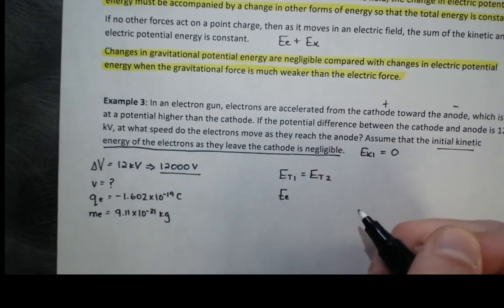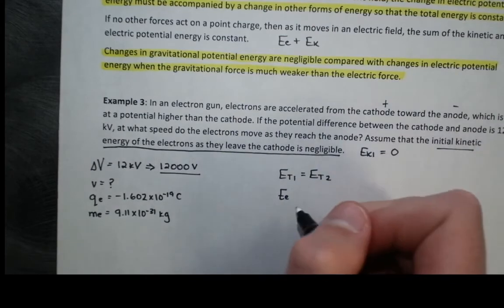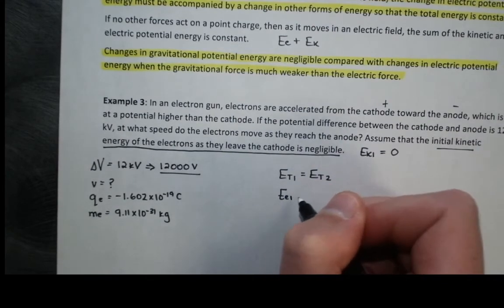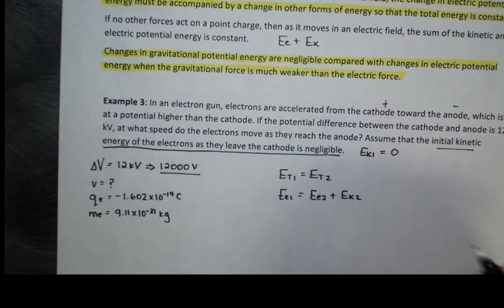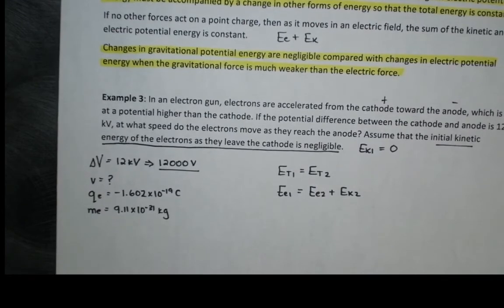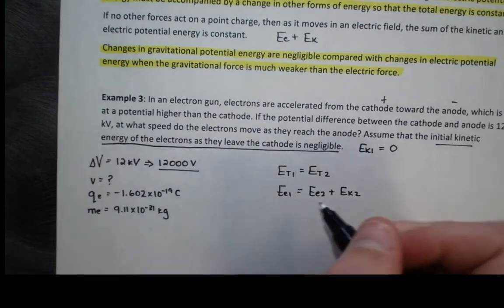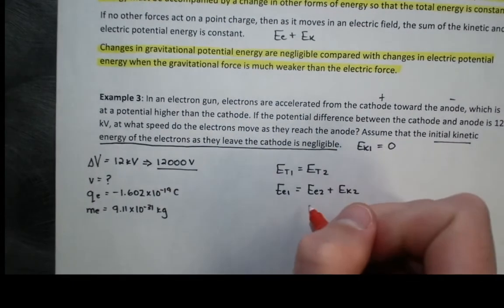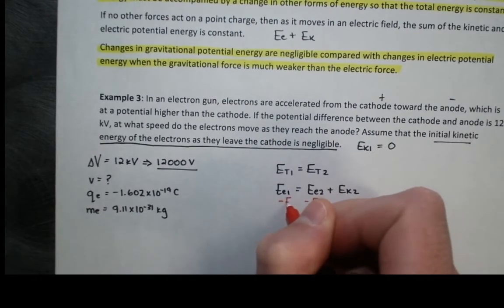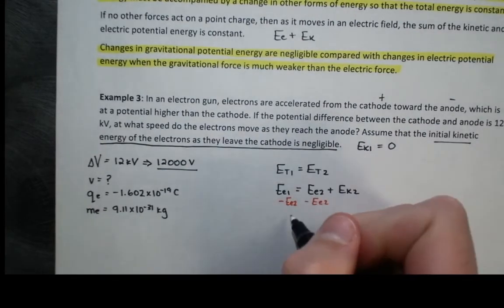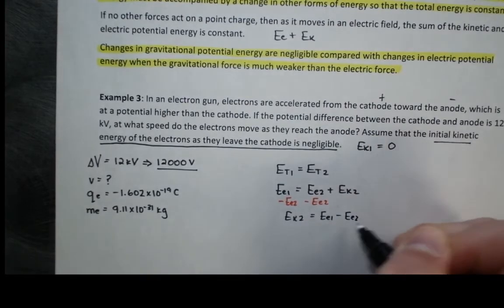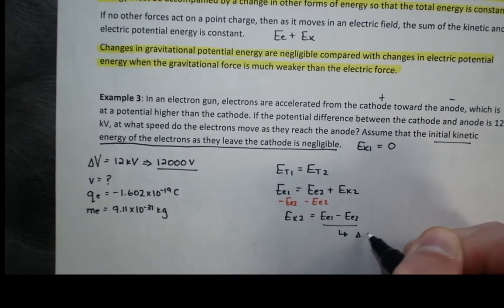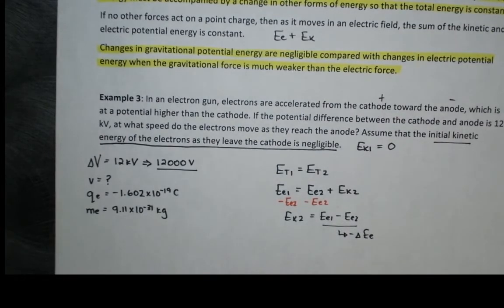So again, total energy has to be conserved. In this case, it told us straight up, initial kinetic energy is negligible. So that means that our total energy initially is just electric potential. And we are back where we started with this equation again. And we're looking for EK2. So we can go through all of the work. So EK2 is equal to EE1 take away EE2, which is really just the change, but with the opposite signs.